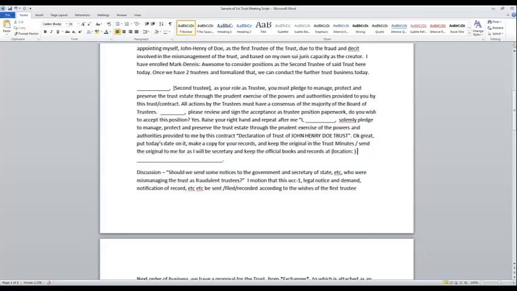Okay, great. Put today's date. So you got your second trustee to solemnly pledge. Raise the right hand. Now, do you have to do this? What do you guys think? Do you have to have each trustee swear in to pledge?